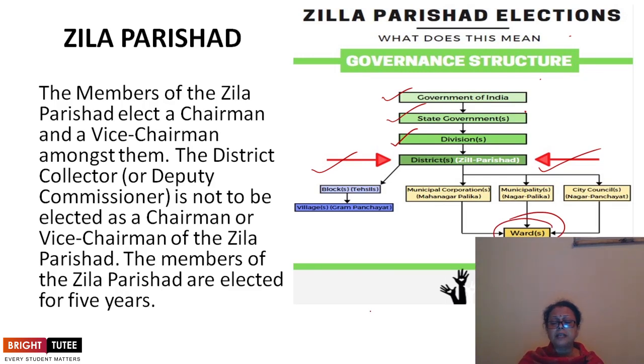The members of the Jila Parishad elect a chairman and a vice chairman among themselves. Whoever is a member of the Jila Parishad nominates or declares a chairman and a vice chairman. The district collector or the deputy commissioner is not to be elected as the chairman or the vice chairman of the Jila Parishad. This is also very clear. They are not supposed to hold the position of chairman or vice chairman, as they are also members of the Jila Parishad.